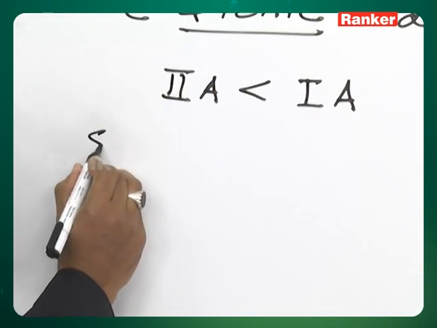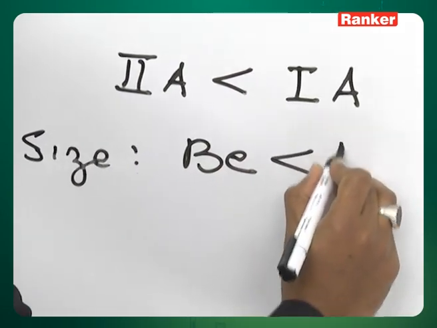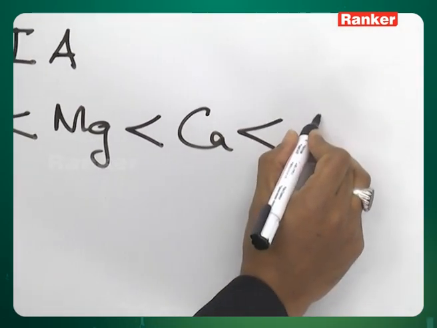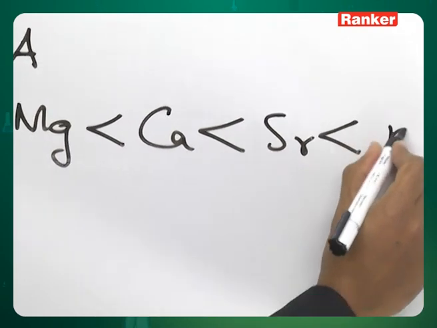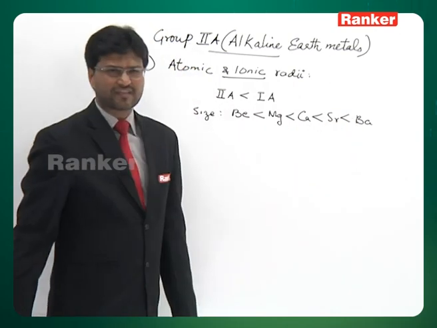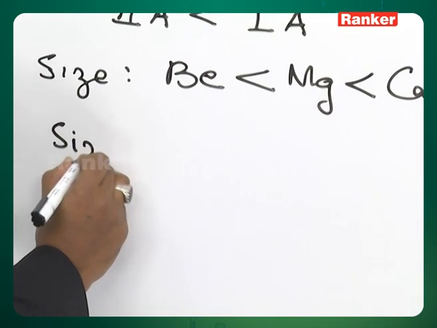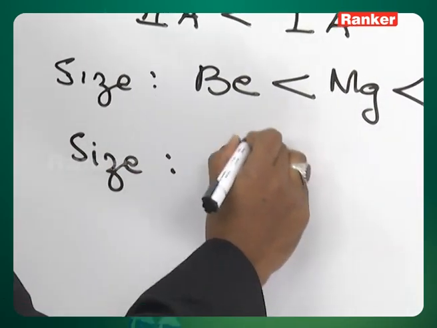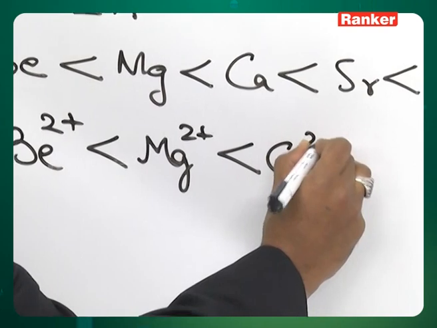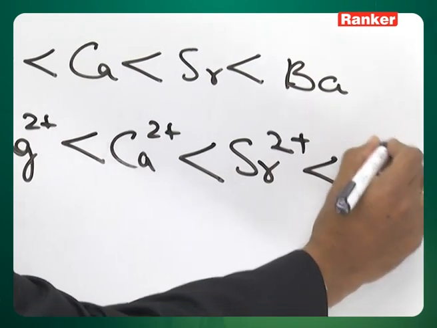You can write like this: size of Be is smaller than Mg, Mg is smaller than Ca, Ca is smaller than Sr, then you have Ba. So as you can see, there is a regular increase in the size as we move down the group. This is true for even ionic size. Be2+ is smaller than Mg2+, which is smaller than Ca2+, which is again smaller than Sr2+, and finally you have Ba2+.